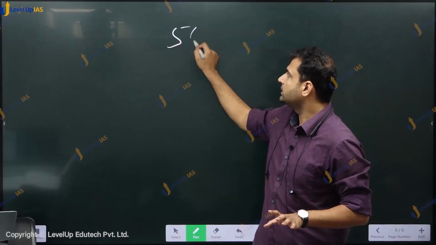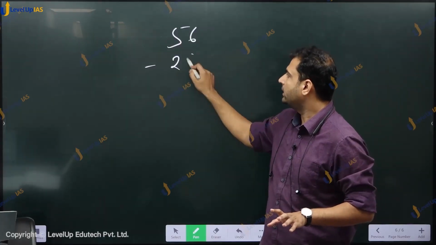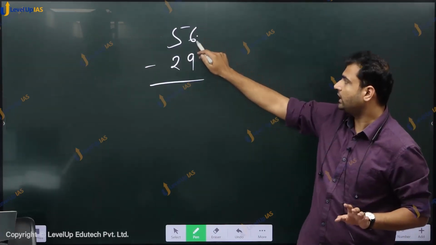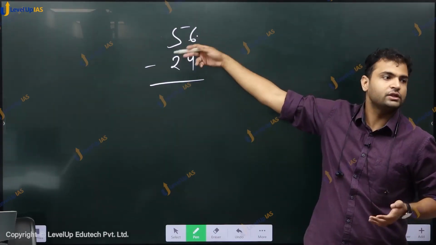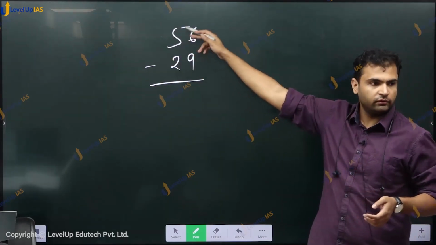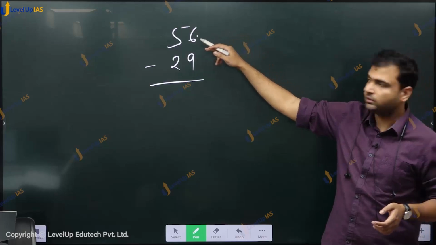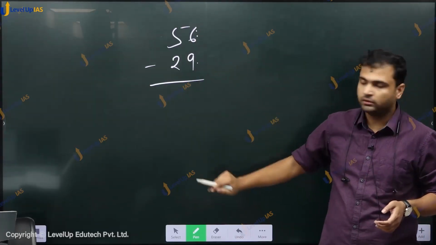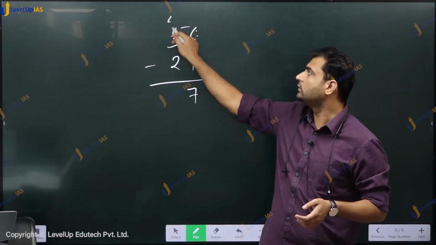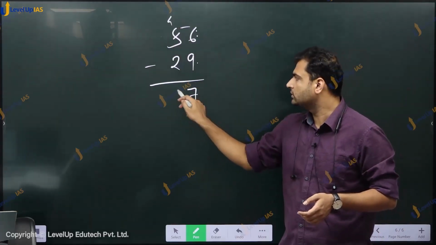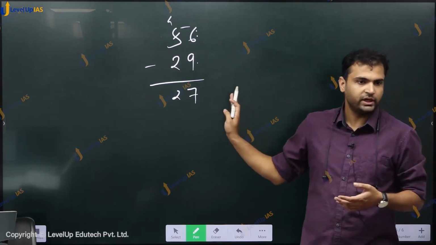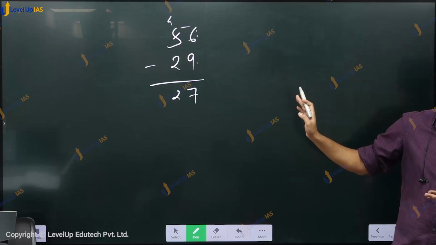If I say 56 minus 29, can you do it? You have to subtract 9 from 6, but 6 is smaller than 9. So you have to borrow 1 from the tens place, right? So we get 16 minus 9, which is 7, and because we borrowed 1, the tens digit is reduced, and we get 4 minus 2, which is 2. Remember, this is subtraction of two numbers which we used to study in school.